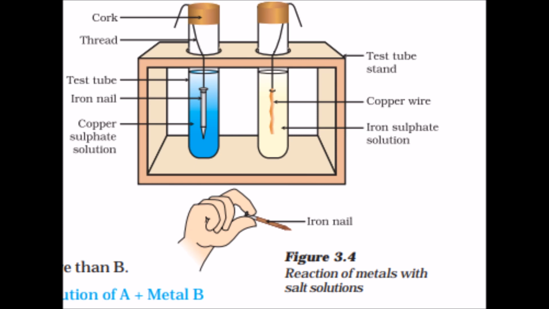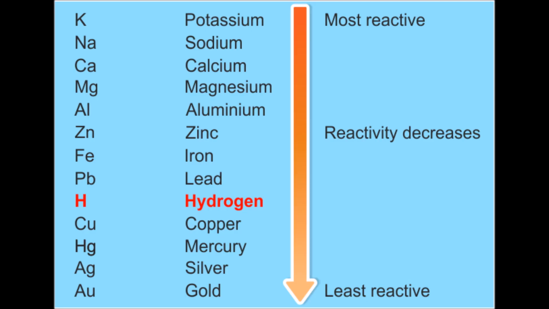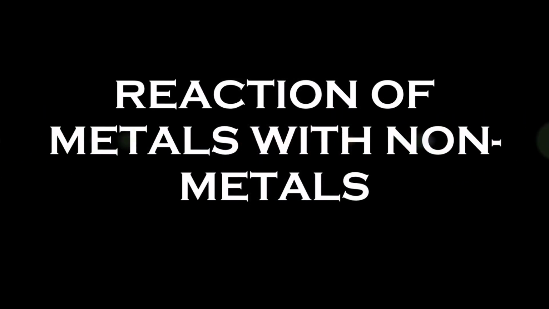Now let's learn about the reactivity series before we get into these equations. The reactivity series is the list of the metals arranged in the order of their decreasing activities. The most reactive metals are potassium, sodium, calcium, magnesium and aluminium. As it goes down, the zinc, iron, lead, hydrogen, copper, mercury, silver, gold, which are the least reactive metals. Keeping this as the basis, now let's learn about the reaction of metals with non-metals.